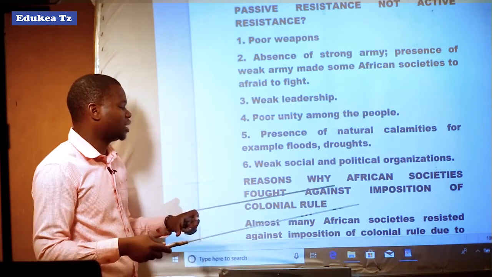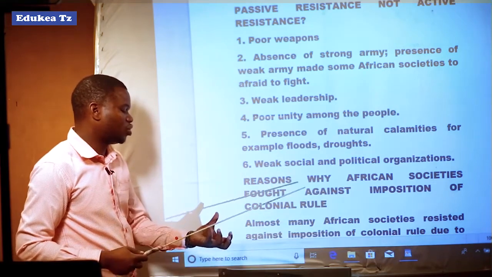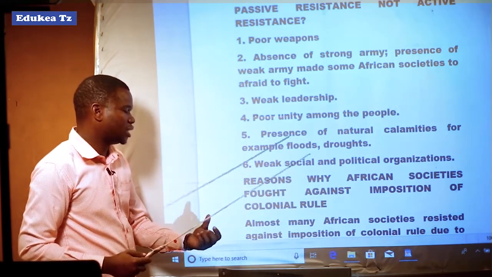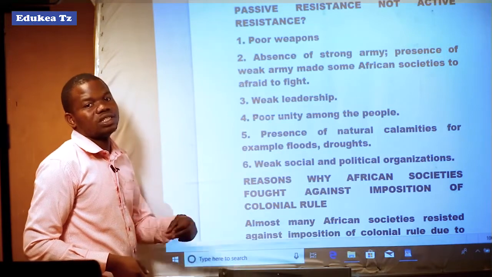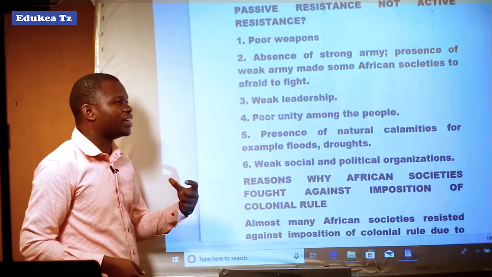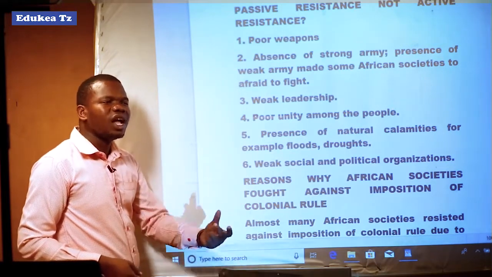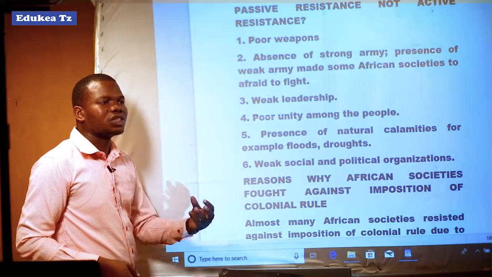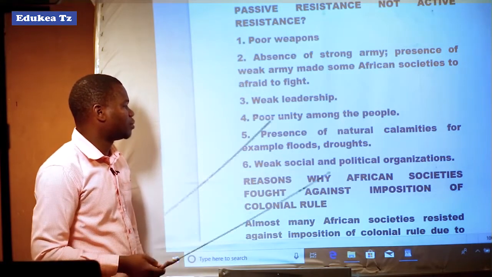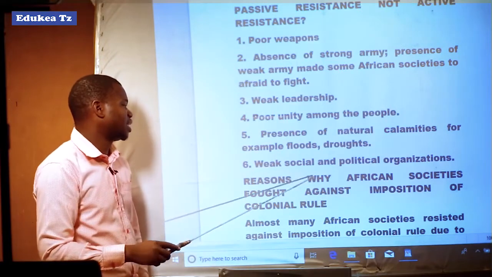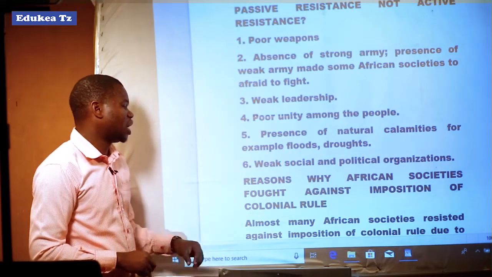Since these active resistances needed a lot of preparation financially, socially, politically, as well as economically. They needed enough food, so that once they fought, life could go on. They needed weapons and armies which could help them resist strongly against the colonialists. Also weak social and political organizations. So these factors made them use passive resistance and not active.